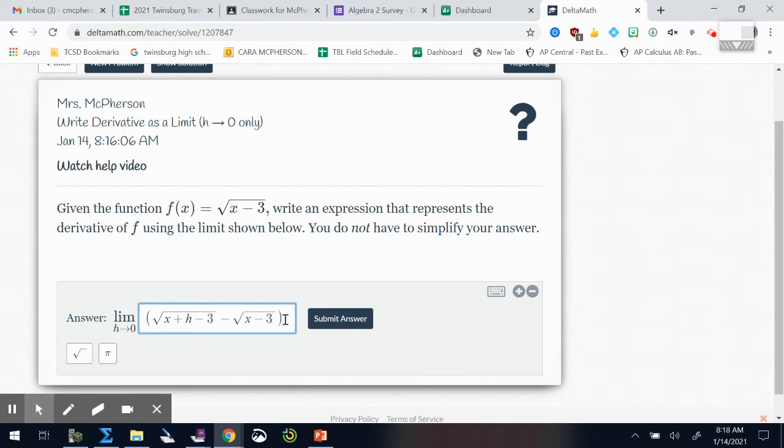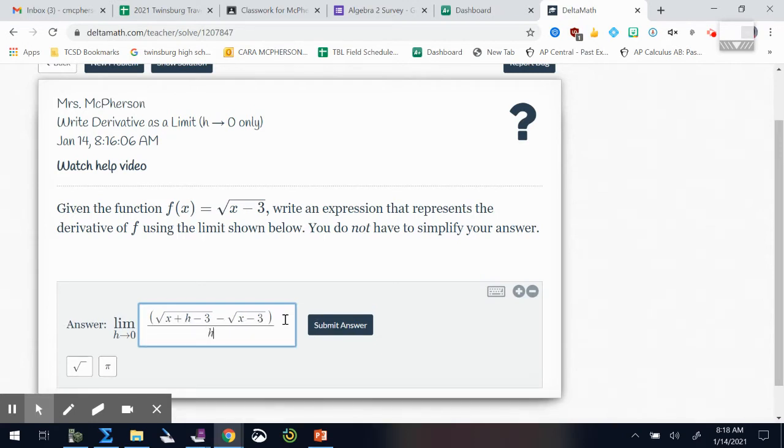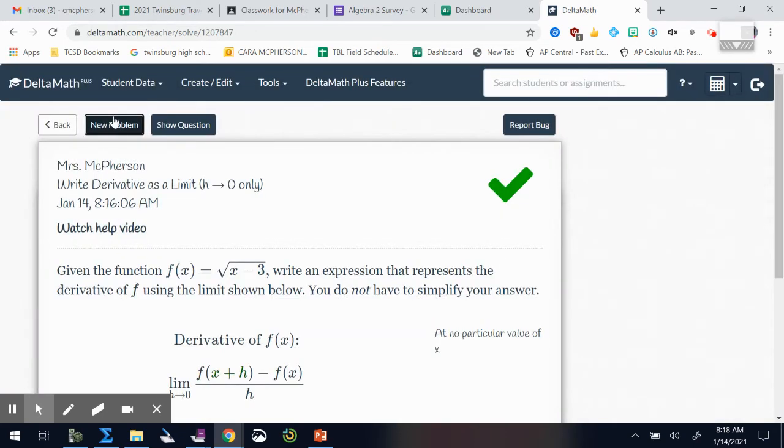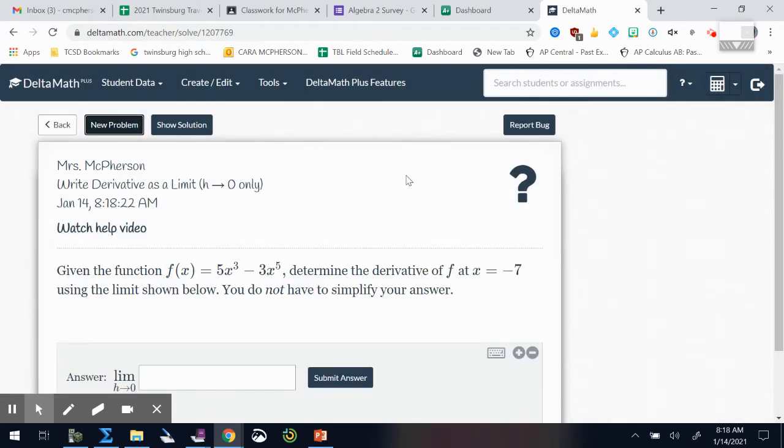So that numerator is f of x plus h minus f of x, and then hit division, and it's all over h. So that's what it wants you to do. It wants you to rewrite your function as x plus h with it, minus the original function over h, and submit. There is one other type of problem in this. Let me see if I can find one.